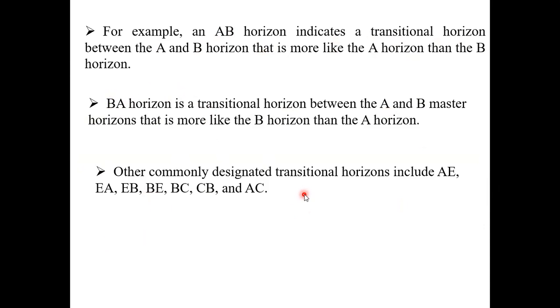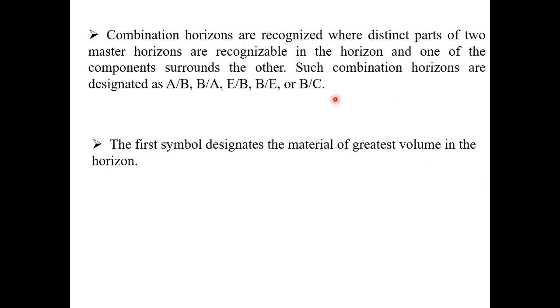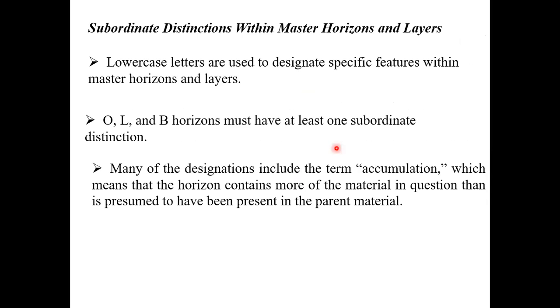Coming to the next topic, students, combinations. The same thing I have already explained. This is for your reading purpose. We can see different combinations, and based on combinations we can give different symbols. Next: subordinate designations within the master horizons and layers, the subordinate distinctions.